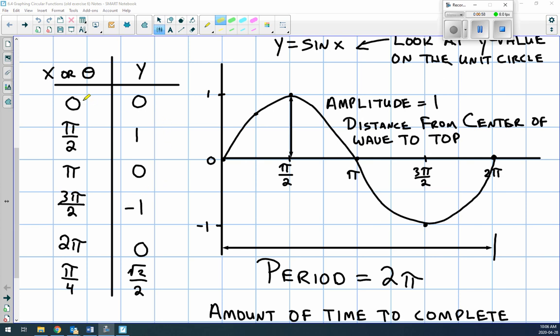At 0, our y value is 0. At 90 degrees, our y value is 1. At pi, 0. At 3 pi over 2, negative 1. At 2 pi, 0. Okay, that really doesn't help us graph because we've got zeros, ones, and negative ones. But let's put this on a graph.